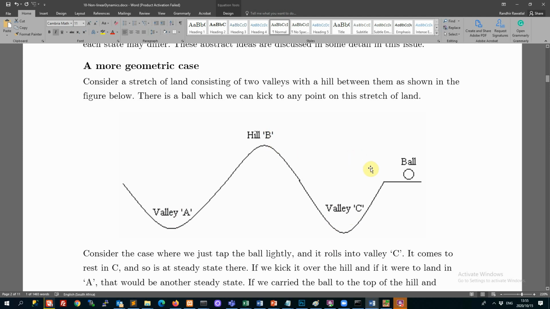On the other hand, you could instead position your ball identically at the top of this hill. So even if it was a perfect curve like shown here, you could find some location, some precise point where if you place the ball perfectly on that point, then the ball has no tendency to fall in either direction. So it will just stay there. So that is a steady state at the top of this hill as well.